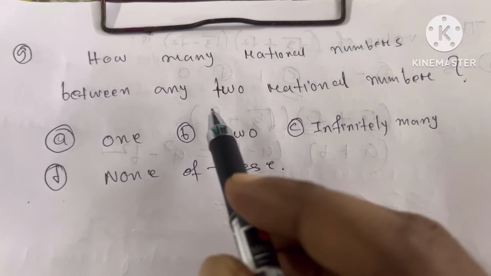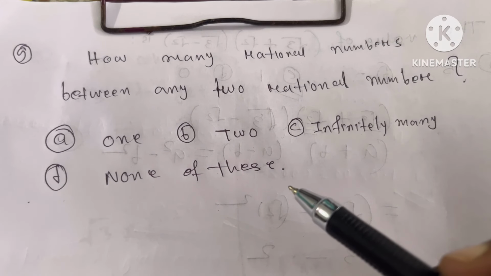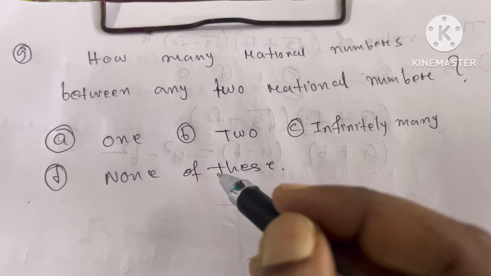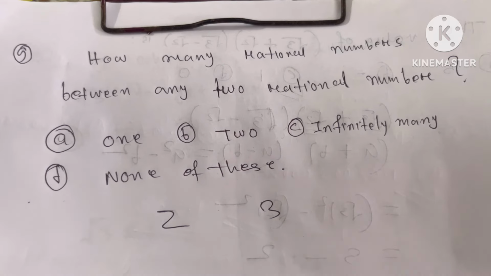So question number 9: how many rational numbers are there between any two rational numbers? This is very simple. There are infinitely many rational numbers between any two rational numbers. Suppose you consider between 2 and 3, how many rational numbers are there?